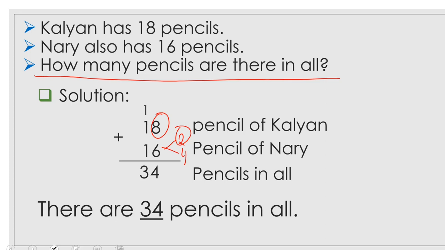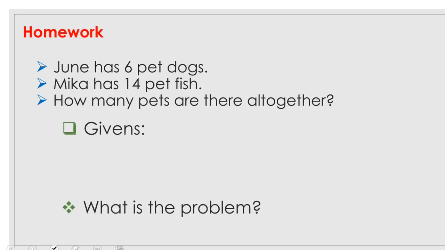So if you understand the lesson, here is a homework. Copy in your notebook. June has 6 pet dogs. Mika has 14 pet fish. How many pets are there altogether?